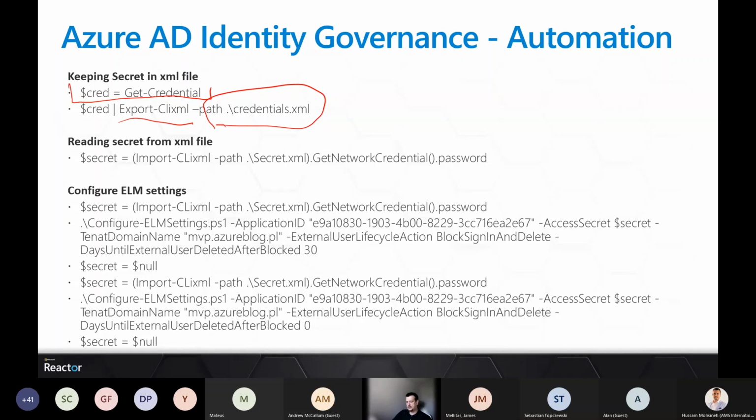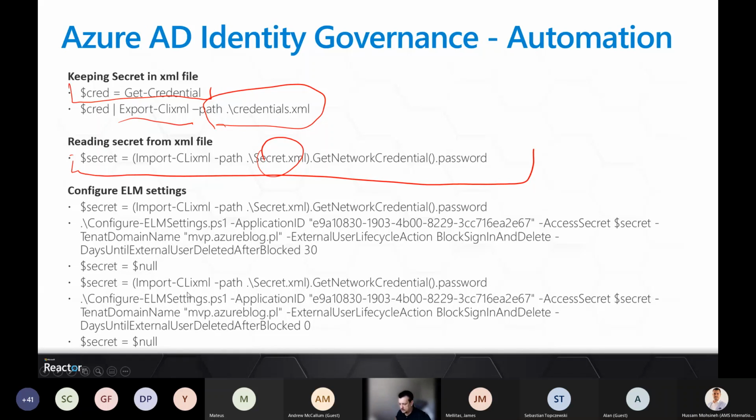Then, if I want to do the other thing, which is importing the credentials, I can use this specific cmdlet, which assigns to a variable the secret information gathered from the secret XML file or any other. And then, using GetNetworkCredential().Password, I can retrieve the secret.